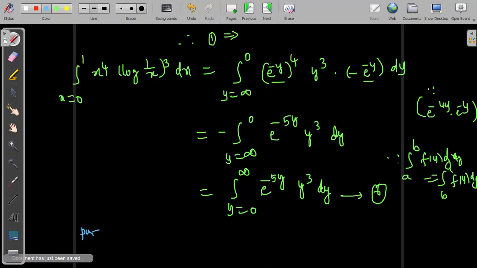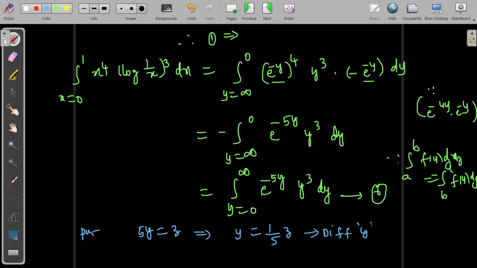So put 5y equal to some variable z. From this, what is y? y equals 1 by 5 times z. Now differentiate this with respect to y on both sides. With respect to y means dy equals 1 by 5 times dz. Again, looking at the limits: y is 0, so 5 times 0 gives z equal to 0. The upper limit is infinity, 5 times infinity is infinity, so z equals infinity. Therefore the z limits are 0 to infinity, no change.